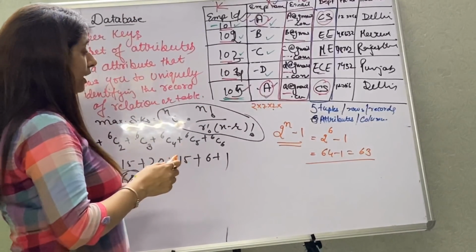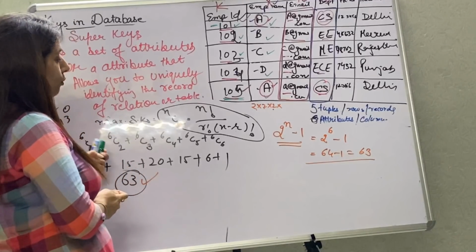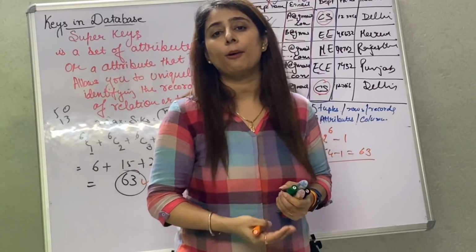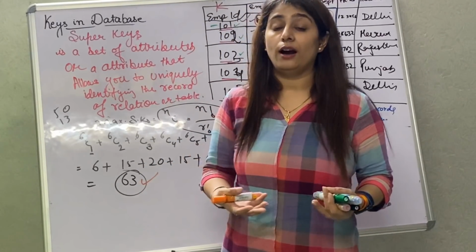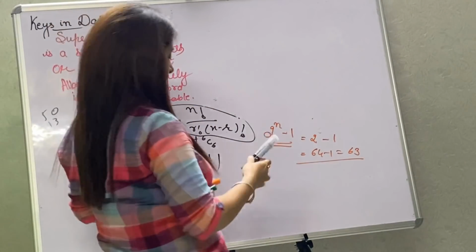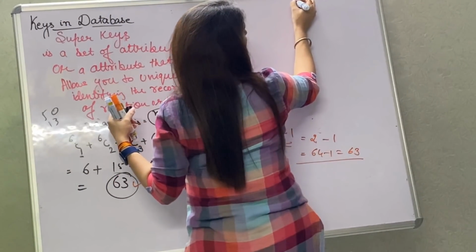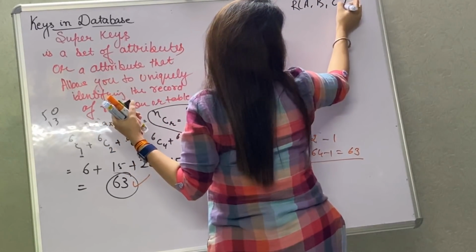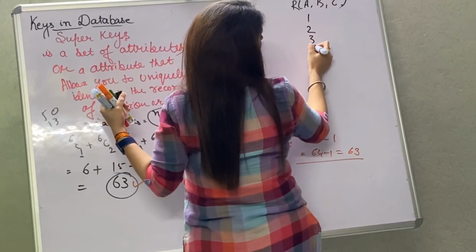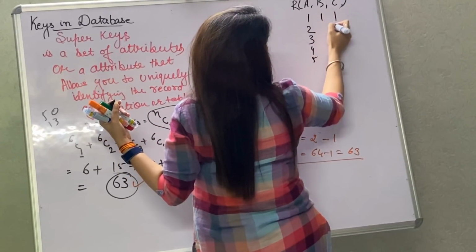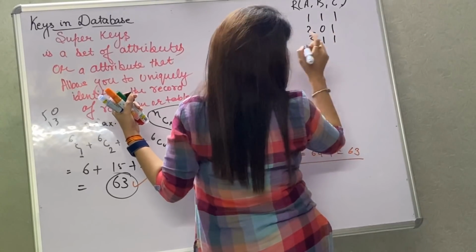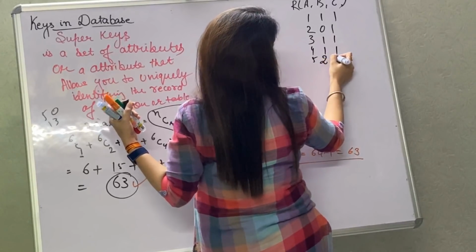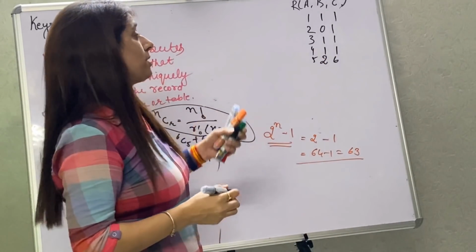Clear? Now the next concept. I have told you how to calculate the super keys. Now there is a question. Let's take another example and understand that also. Suppose I am taking this relation R with attributes A, B, C, small ABC, and 5 records. I am writing here 1, 1, then 0, 1, 1, 1, then again 1, 1, then again here 2, 6.